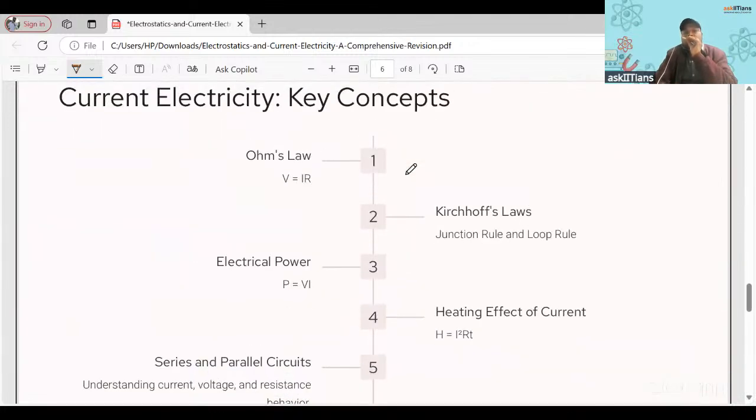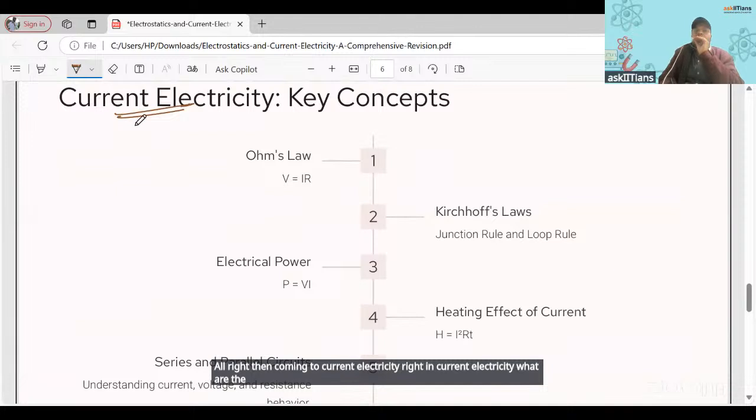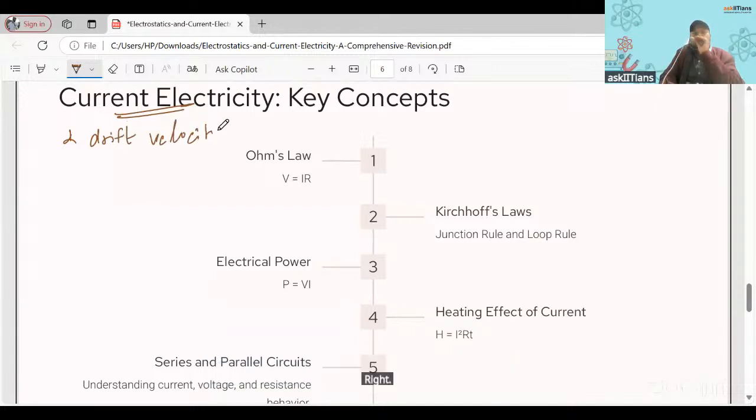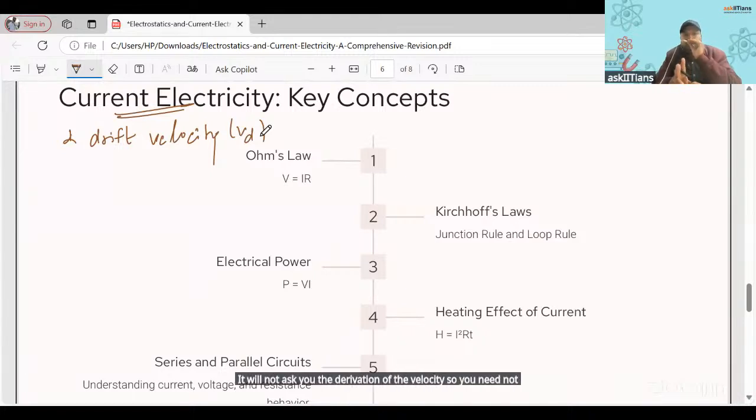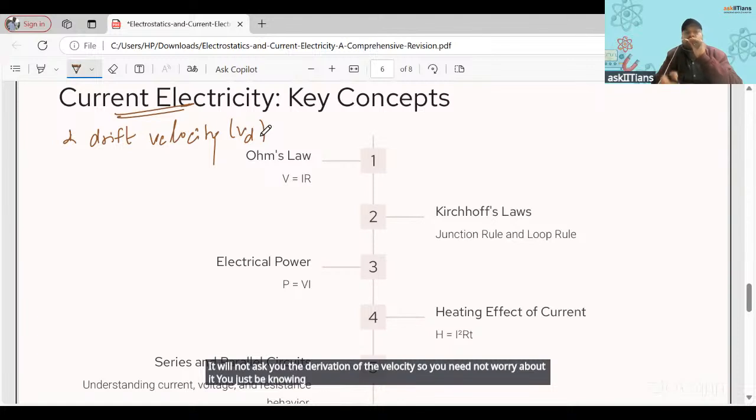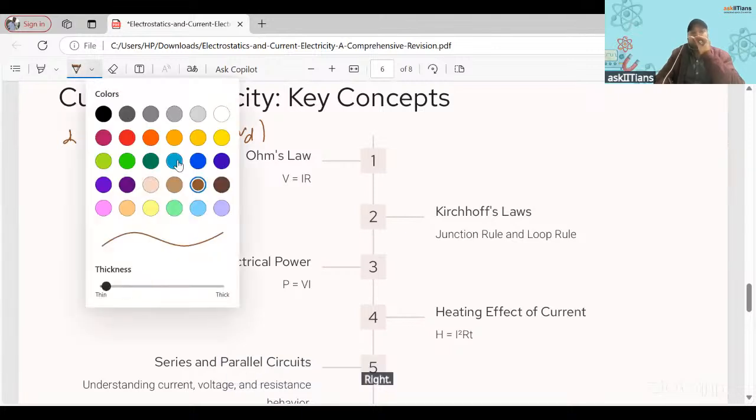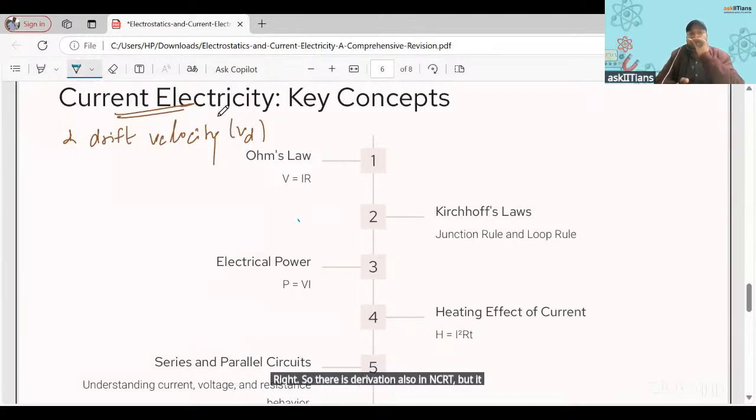All right, then coming to current electricity. In current electricity, what are the important concepts we have? Firstly, obviously, the concept of current. And in your 12th, the concept of drift velocity becomes important. It will not ask you the derivation of drift velocity, so you need not worry about it. You just need to know the concept of drift velocity, what is drift velocity. There is a derivation also in NCERT, but it will not come.